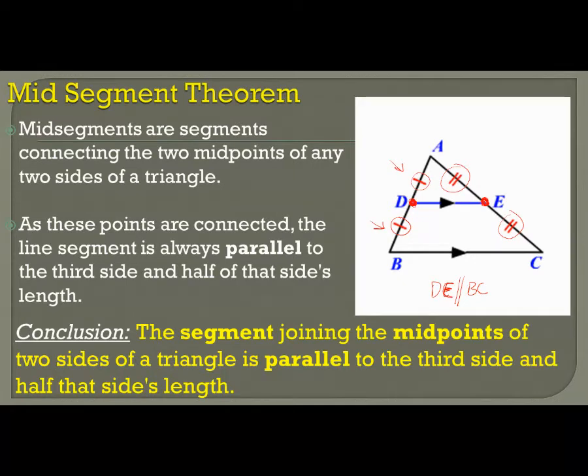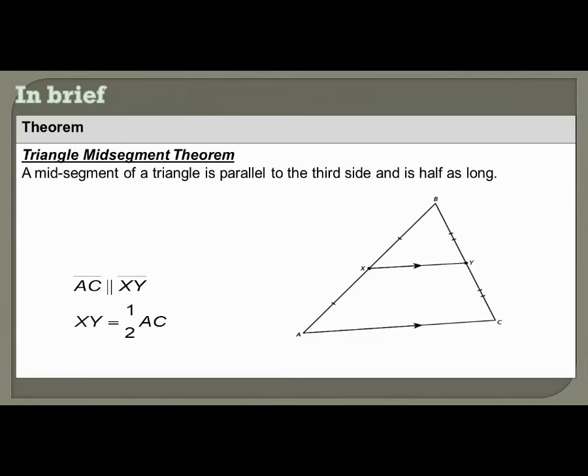The conclusion is the segment joining the midpoints of two sides of a triangle is parallel to the third side and half of this third side. So, in brief, the triangle mid-segment theorem says that a mid-segment, please notice that once again I'm marking the midpoints, that is X is the midpoint of AB. These symbols are showing that the length of AX equals XB, therefore X is the midpoint, and these symbols are showing that the length of BY equals YC, therefore Y is the midpoint.